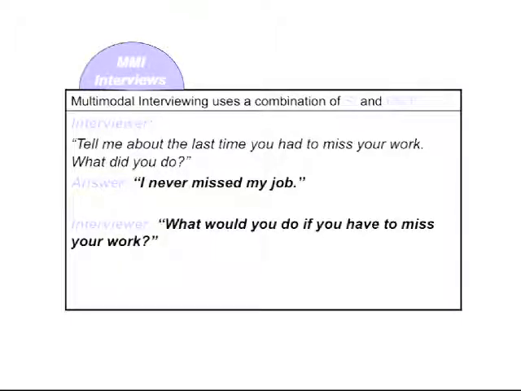This is the situational, the multimodal interviewing. In this, you first ask about past behavior, and if a person says that they didn't have that kind of experience, then you would turn it to situational, saying, how would you do it? Tell me, for example, about the last time you missed your work. What did you do? The answer is, I never missed my job. And the interviewer says, what would you do if you had to miss your work? So here again, there is a range of answers that you could think about.